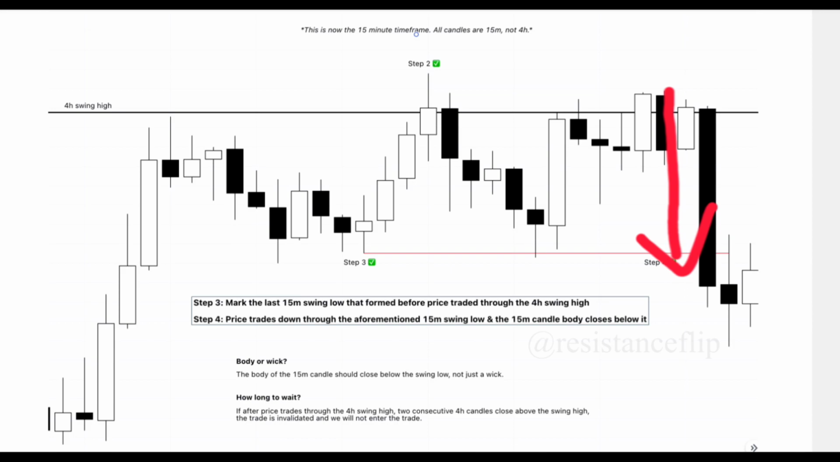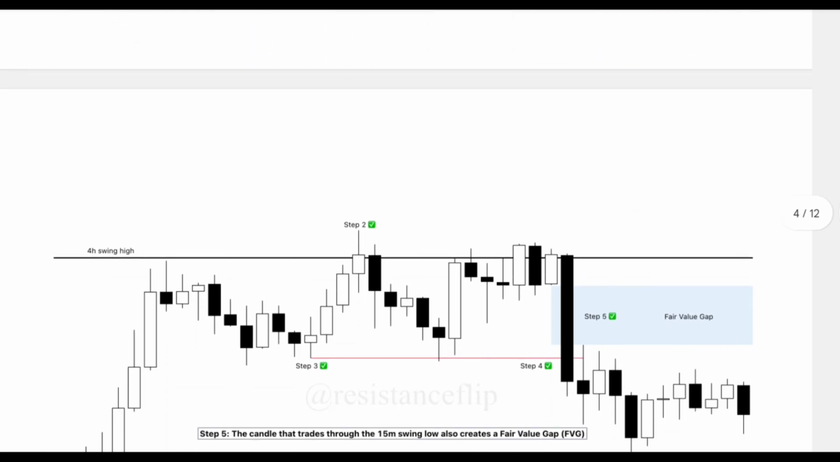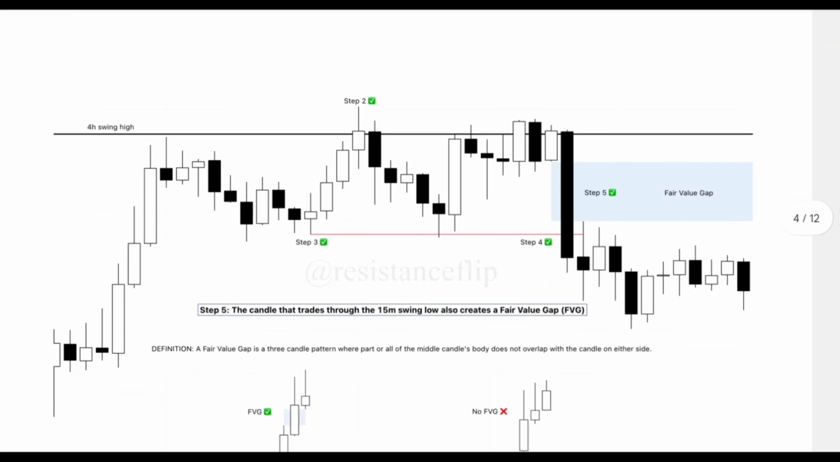And it leaves a fair value gap. You will see in the next steps, there will be a fair value gap. So so far you saw that first we got the sweep of the 4-hour previous swing high, and then on 15 minutes we got the sweep of this swing low. Now we will discuss step number 5.